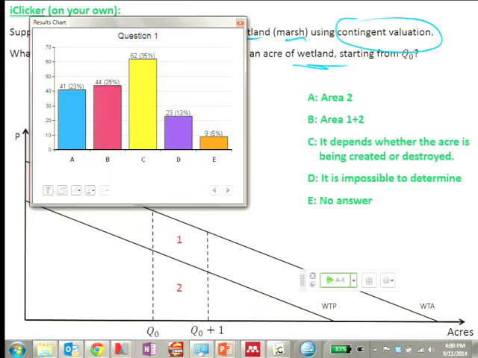Okay, so did everybody hear? Say your name? Dominic. Did everybody hear Dominic's answer? Basically, it depends on whether you're being asked to give up an acre or gain an acre, and that's going to determine what your value is in dollar terms. Does anybody want to make?